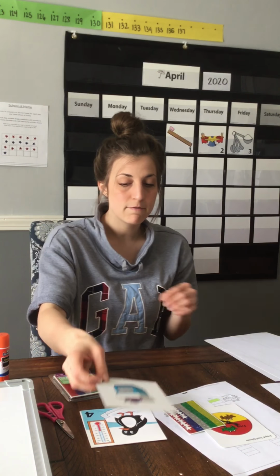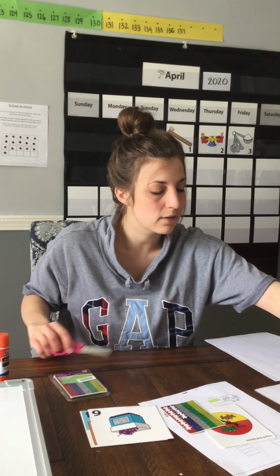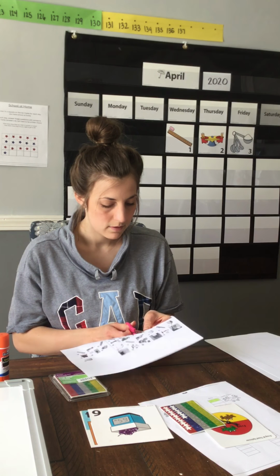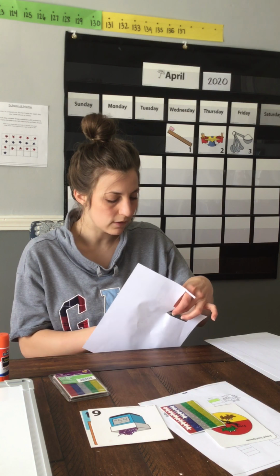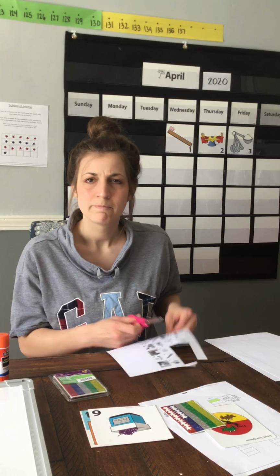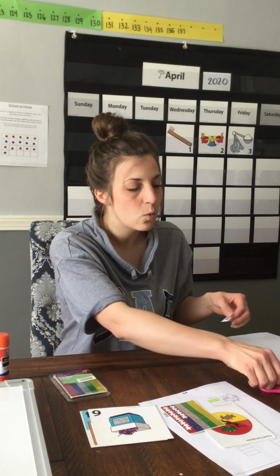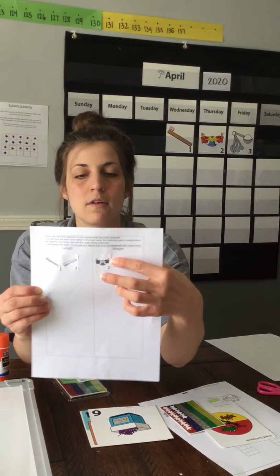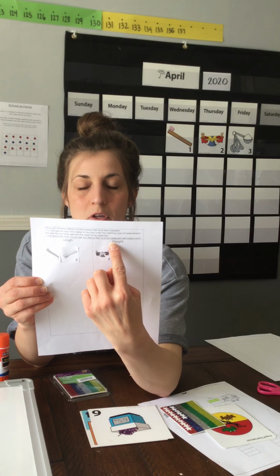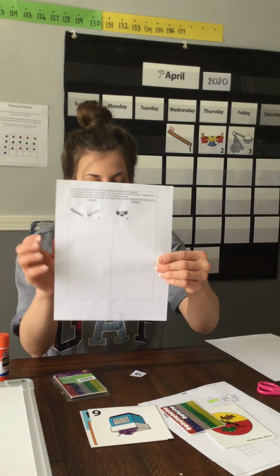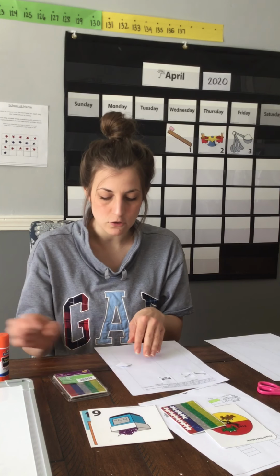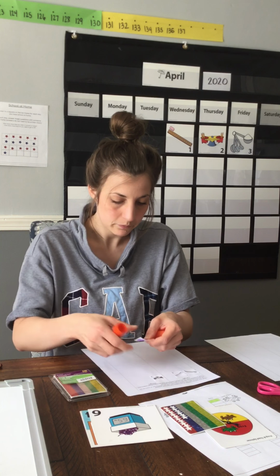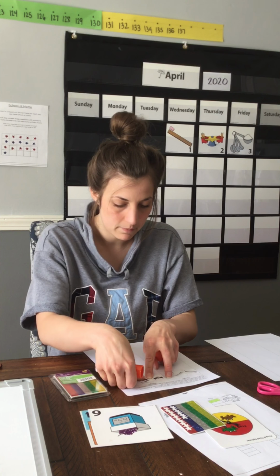So we are going to find our number 6 card. We're going to cut it out. And where is it going to go again? Under the weight. So find your balance scale. Find the W word. And we're going to go ahead and glue this under weight. Super, super job. You are doing awesome.